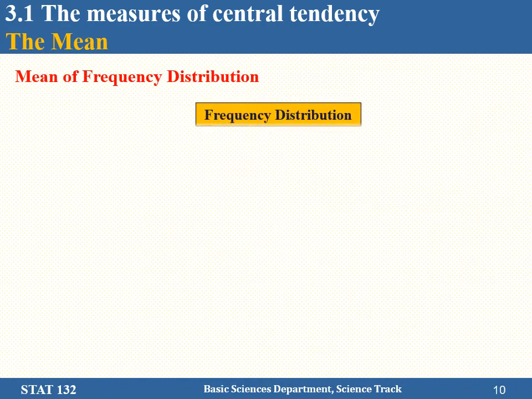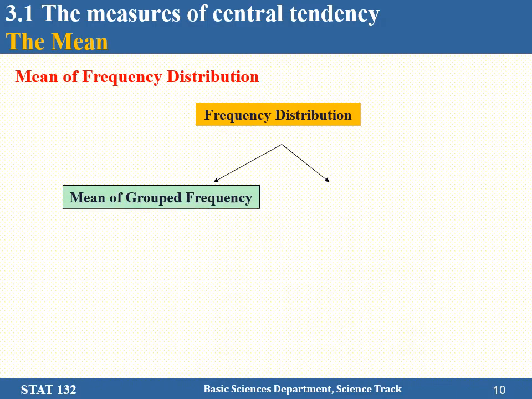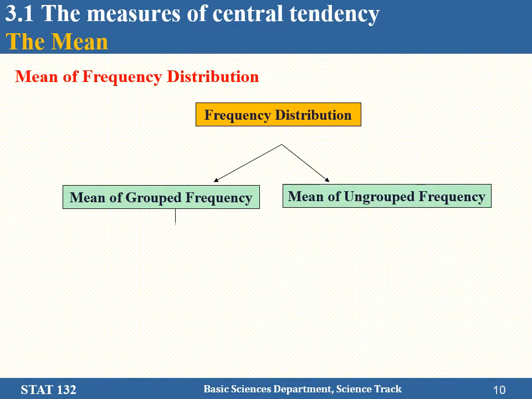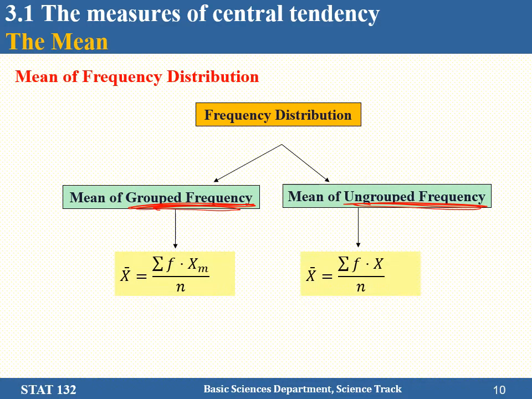Now, the mean of a frequency distribution. Here, frequency distributions can be given to you in two ways. One of them is grouped frequency distributions, and the other one is ungrouped frequency distributions. Now, for grouped frequency distributions, you will use the midpoint. So xm is here the midpoint.